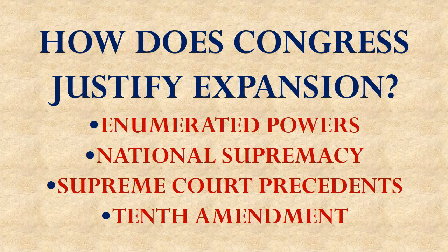How does Congress then justify this expansion of power? Do they do it through enumerated powers, through national supremacy, through Supreme Court precedents, or through the 10th Amendment? Brutus said that they would do it through Supreme Court precedents. Essentially, Congress would expand its power and the Supreme Court would say, that's okay, and they'd keep doing it.